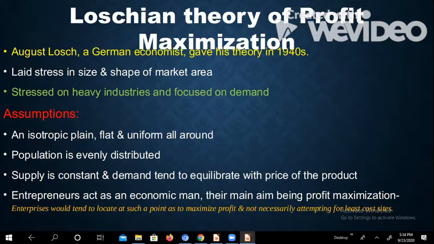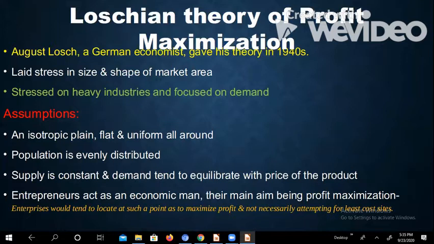Because it is on profit maximization, he laid stress on the size and the shape of the market. This was more important to him, because the profit will depend on the size and shape. He also laid stress on heavy industries and focused on the demand of any good. And then we have the demand cones. I will go through what a demand cone is.